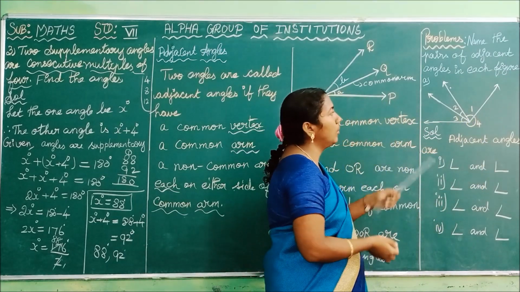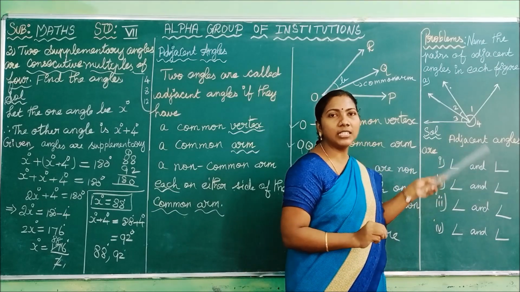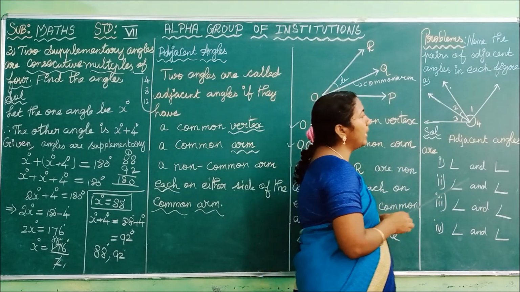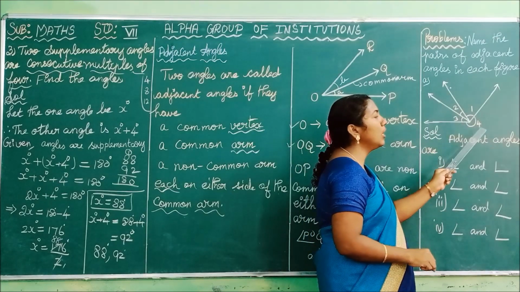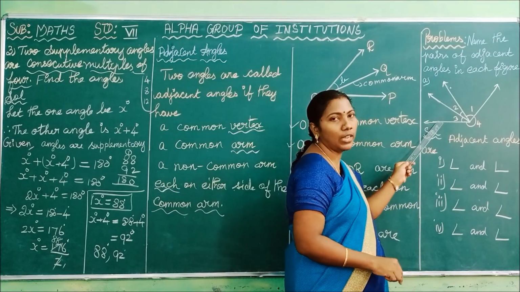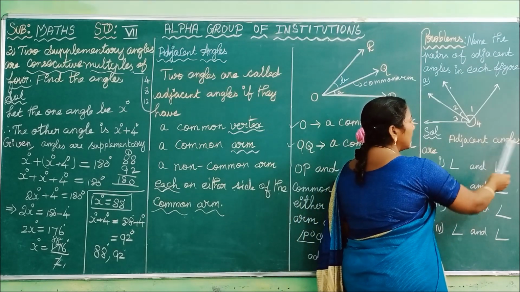First question, subdivision A. Here we have to find the adjacent angles in the figure. Observe the diagram carefully, children. Here we have how many angles? 4 angles. 1, 2, 3, 4. Now we are going to find the adjacent angles from this figure. Okay. First we are going to write in the solution part. Here you have to write adjacent angles.